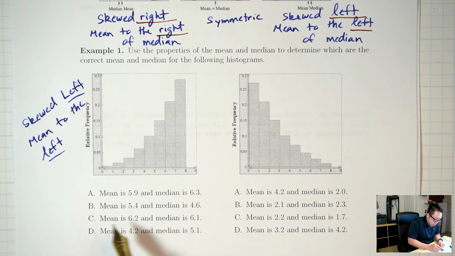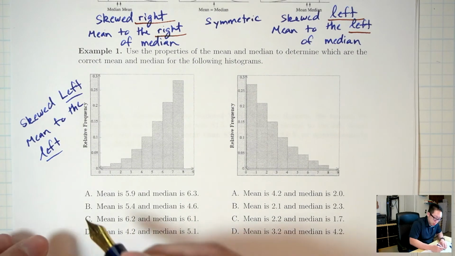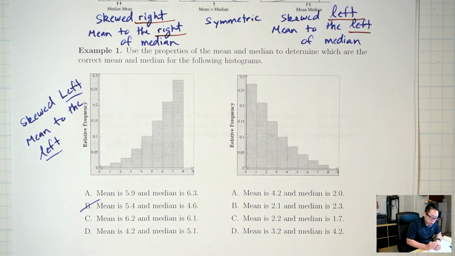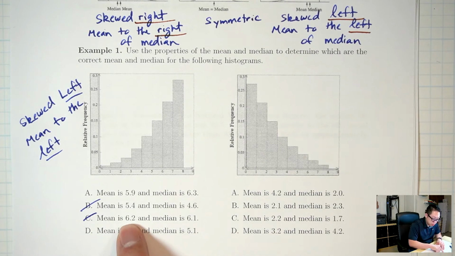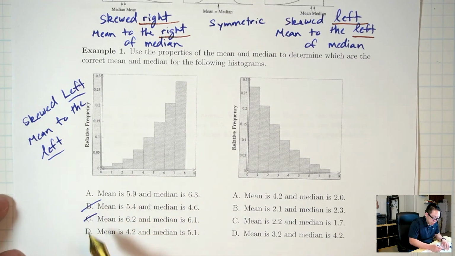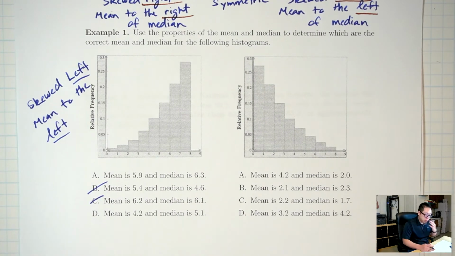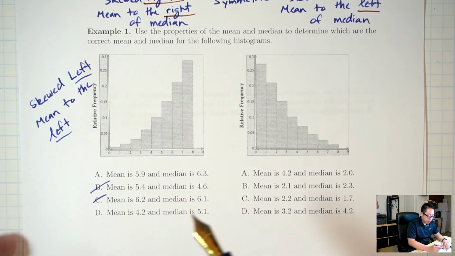So look at B. Mean 5.4, median 4.6. Okay, in this situation, mean is not to the left, right? 5.4 is to the right of 4.6. So it can't be B, because I expect the mean to be to the left. And we can also rule out part C. Okay, 6.2 is to the right of 6.1. So now we're down to part A and part D, or choice A and choice D. So to figure out between A and D, think of the mean.